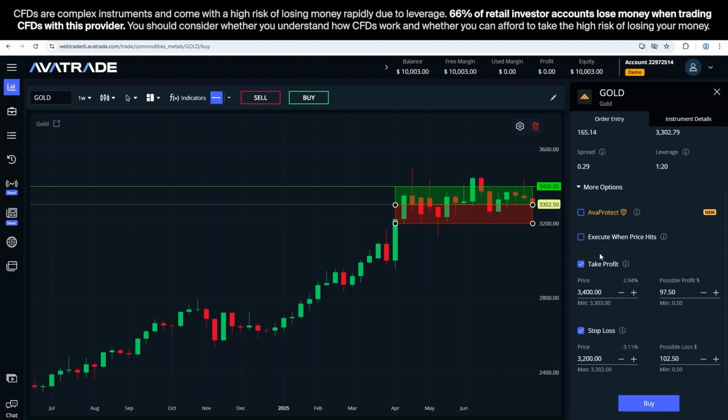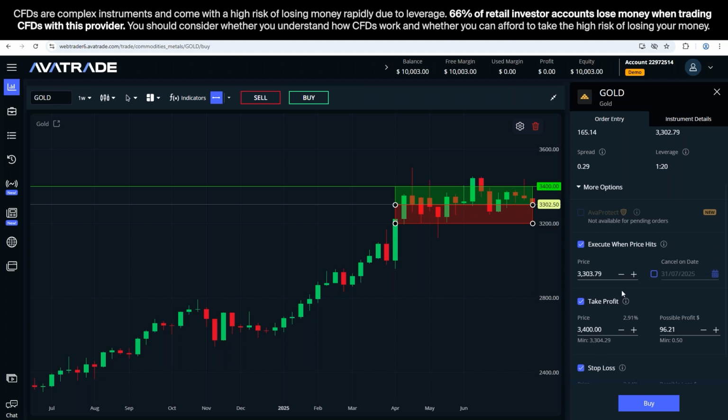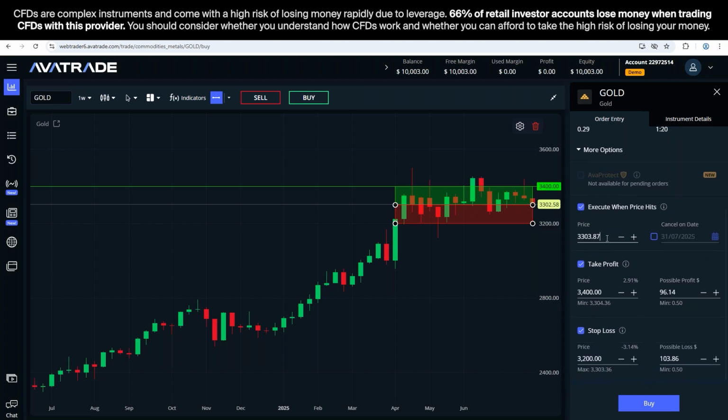Now, on top of that, I can also automate my entry. So we've got 3 pending orders. We've got execute when price hits, take profit, and stop loss. What execute when price hits is actually a pending buy or a pending sell. Take profit closes the position with the profit, and stop loss closes the position with the loss.